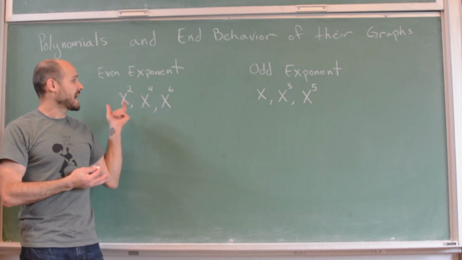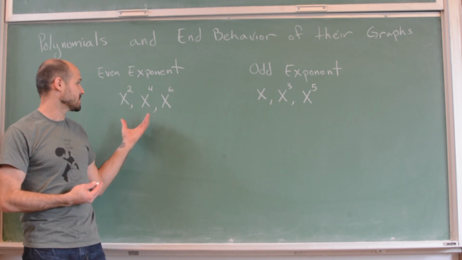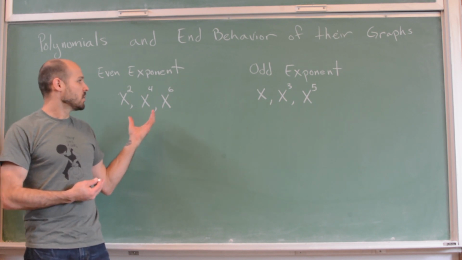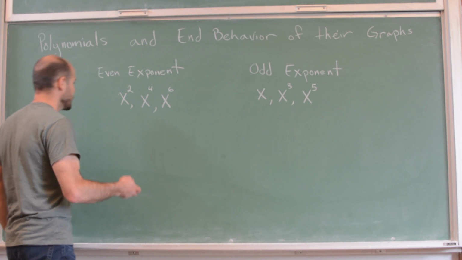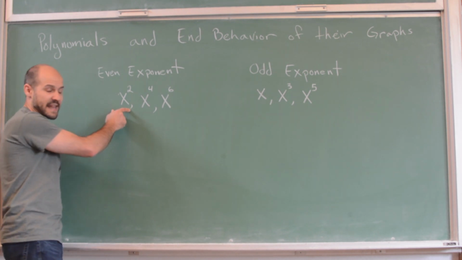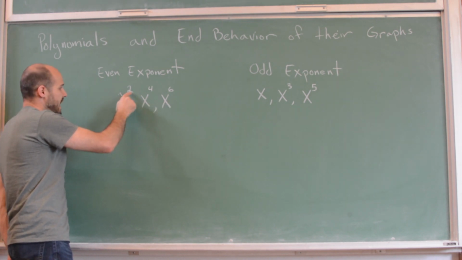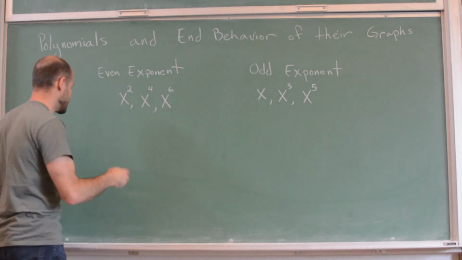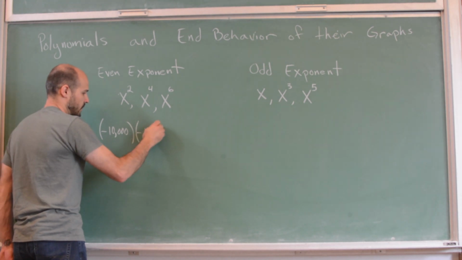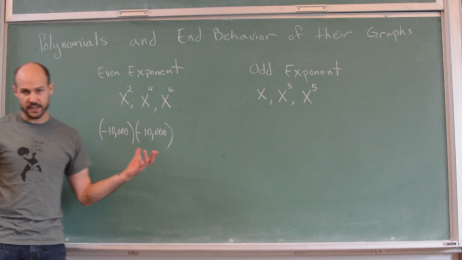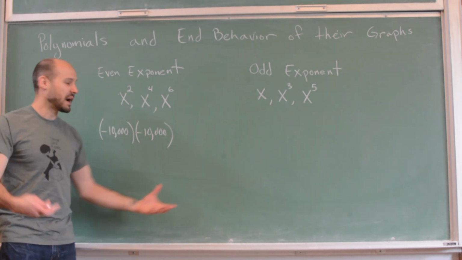So let's compare what happens when we plug in a large negative value or a large positive value here in our even exponent x terms, or when we plug in for our odd exponent terms. If we plug a very large negative value into any of our even terms, we're going to end up with a positive value. For example, if we plug negative 10,000 into x squared, we get a negative times a negative. That's a positive value.